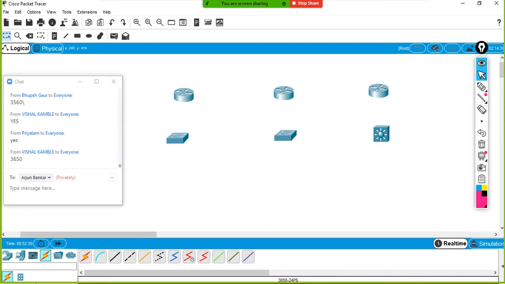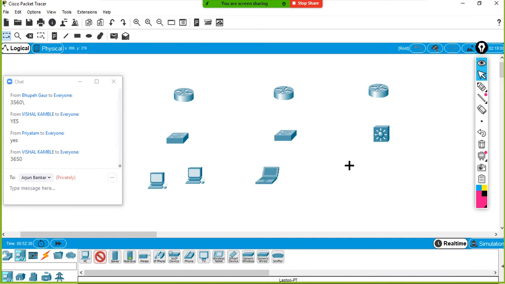Yeah? And how many computers will we take here? 2 computers we will take here. 2 laptops we will take here. And we are going to take 3 computers here. Yeah? Is it clear, everybody, guys?